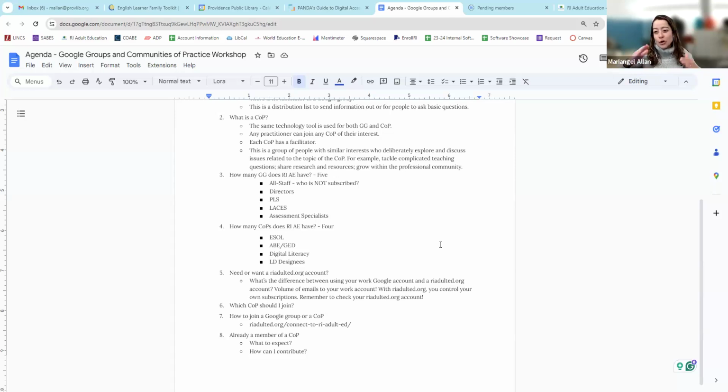So can you notice or can you see the difference between a Google group and a COP? For example, the COP would be more focused. If I was just interested in something, I could join one of the Google groups, but the COP would be focused. If I wasn't an ESOL teacher, I wouldn't join that COP because that's more specific just for those ESL instructors. Right. Yes, that's what you would see coming in and out on the ESOL COP.